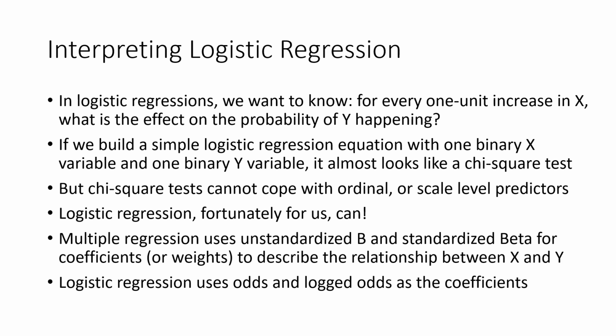Now, you'll also recall that multiple regression uses unstandardized B coefficients as well as standardized beta coefficients to explain or describe the relationship between X and Y. In the context of logistic regression, we don't use unstandardized B's or standardized betas. Instead, we use odds and logged odds as the key coefficients for describing the relationship between individual X variables and the Y yes or no, either or outcome variable.